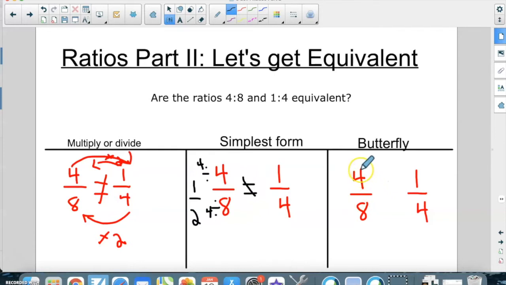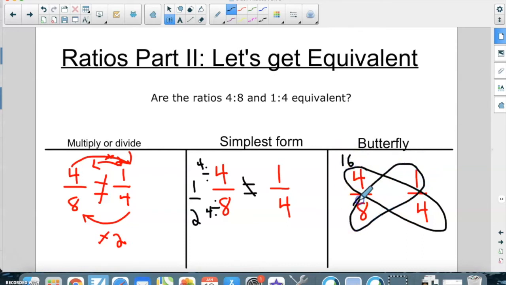The other way is the butterfly method. Remember this? You circle the diagonals. You do 4 times 4, that's 16. And then you circle this diagonal. And then at the top here of the butterfly, that's why it's called the butterfly method. It kind of looks like a butterfly, right? This is where you write the number. So 1 times 8 is 8.